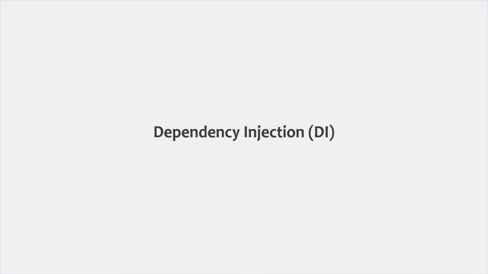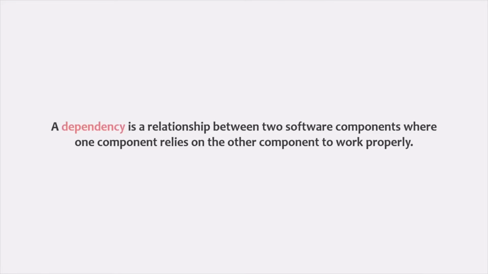Before we talk about dependency injection, let's first try to understand what a dependency is. A dependency is a relationship between two software components where one component relies on another component to work properly. Let's try to understand this definition of dependency using our Angular application.